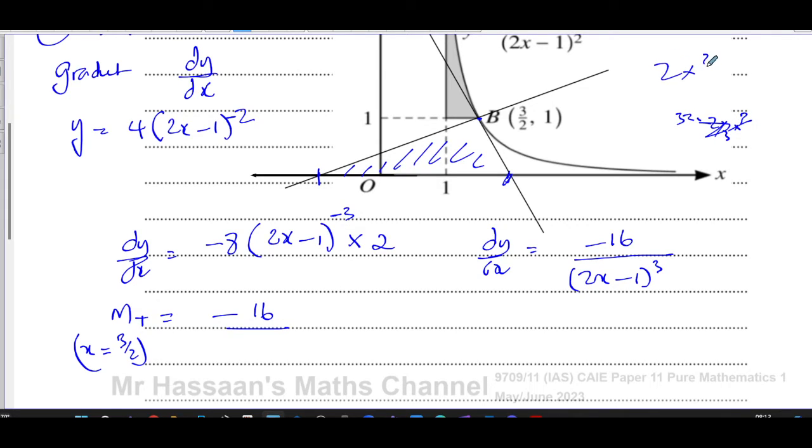Sorry, 2 times 3 over 2 gives you 3. 3 minus 1 is 2. 2 cubed is 8. That gives you 8. So that gives us negative 2. So the gradient of the tangent is -2. So the gradient of the normal is going to be the negative reciprocal of -2, which is +1/2.